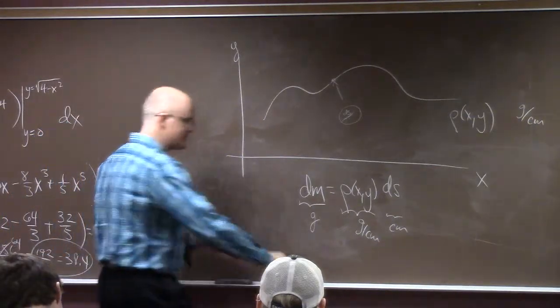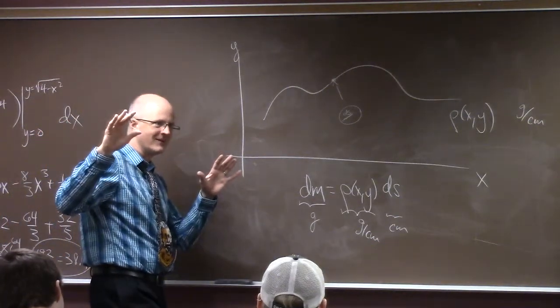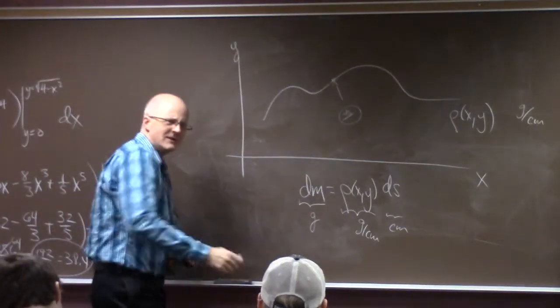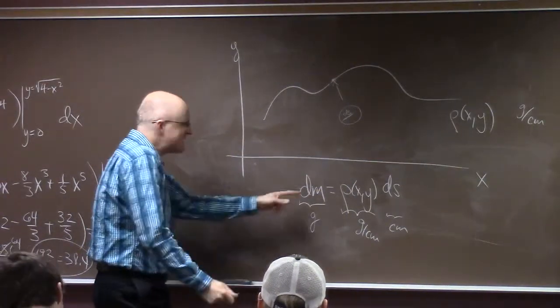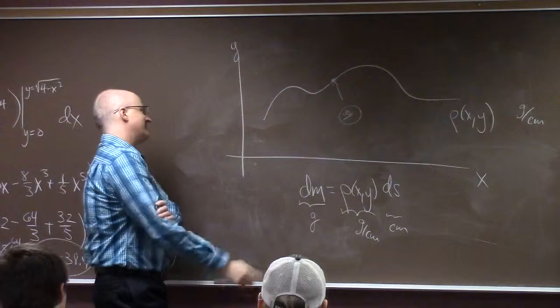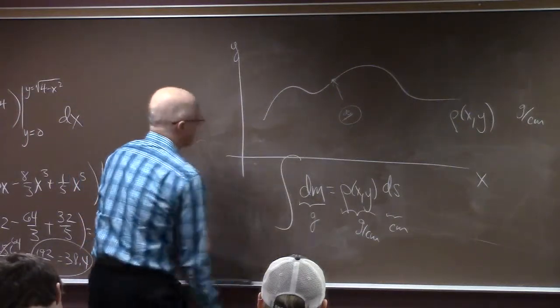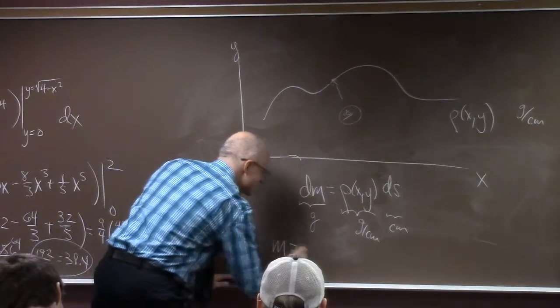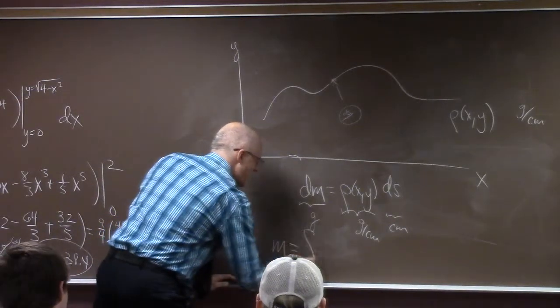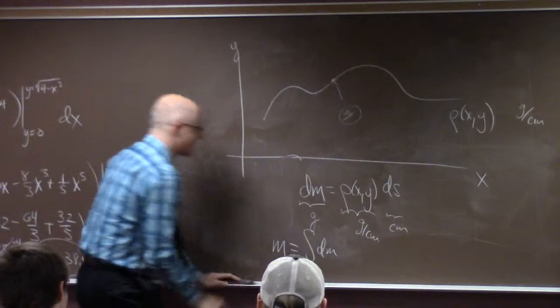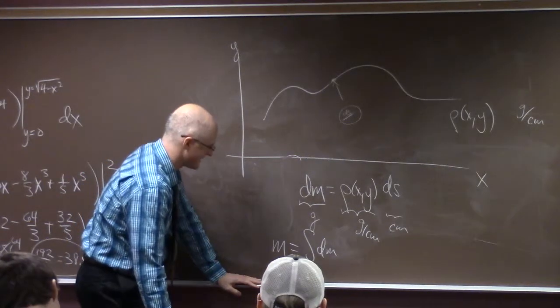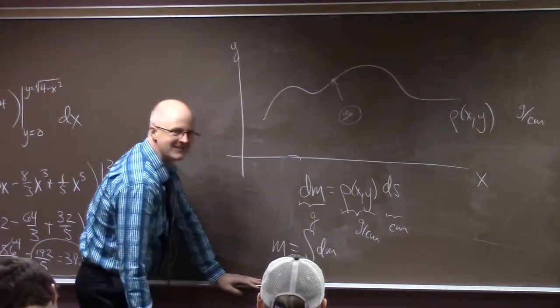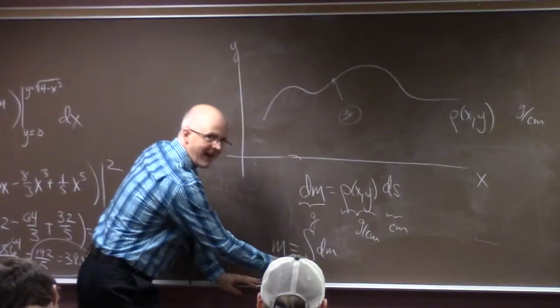Then to find the mass, here's the fun part. Right? You should feel almost like an urge when you see things like that. Must integrate. Oh, that feels good. Right? The total mass is found by adding up the little masses. You imagine the integral as addition. Okay? What should we put down there?